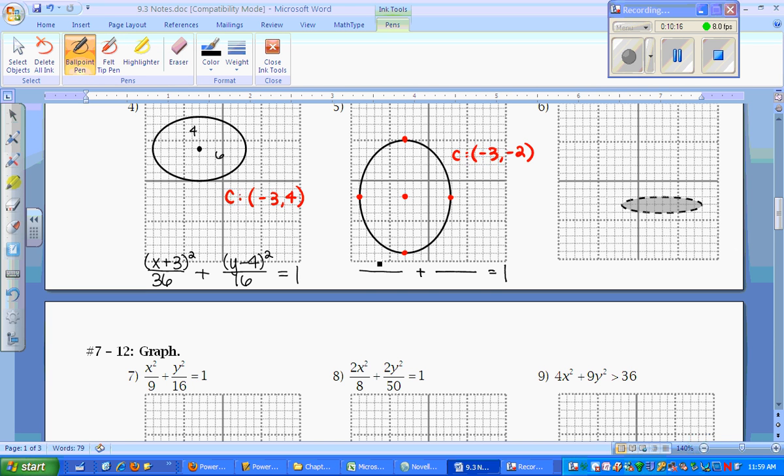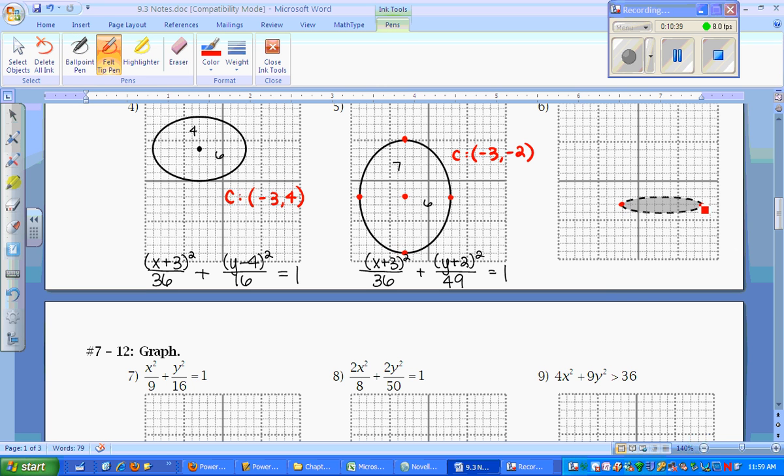I set up my fractions. The center is x plus 3 squared and y plus 2 squared. My x radius is 6, so I square it and write 36. My y radius is 7, so I square it and write 49.